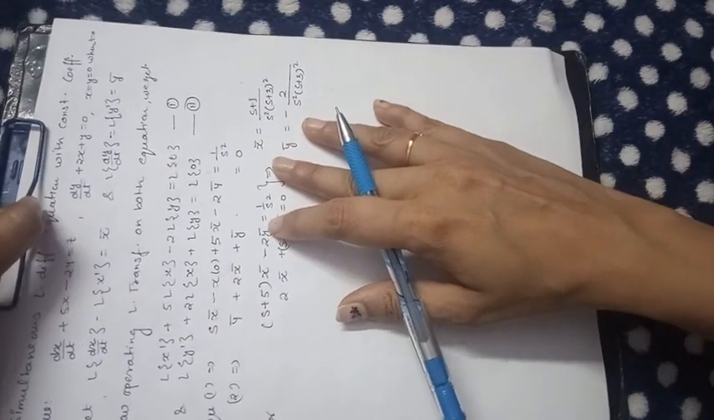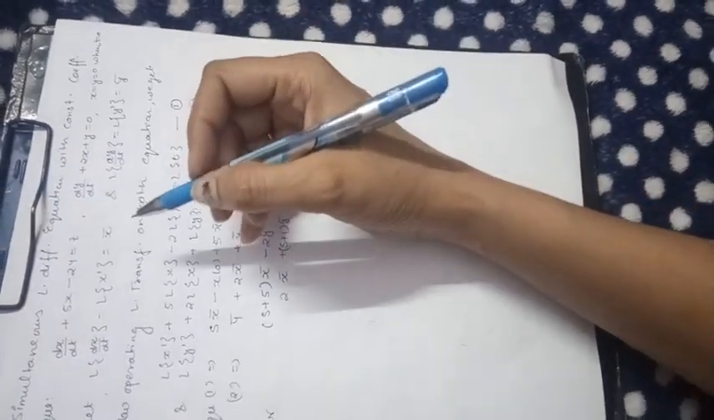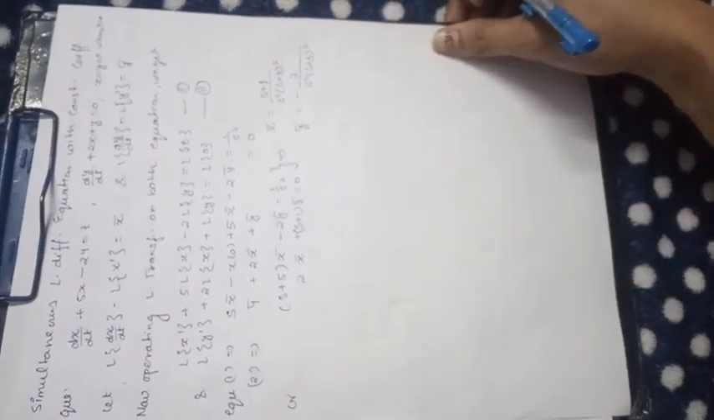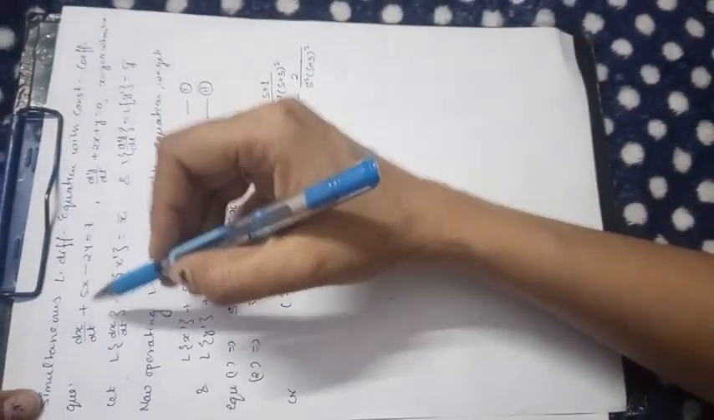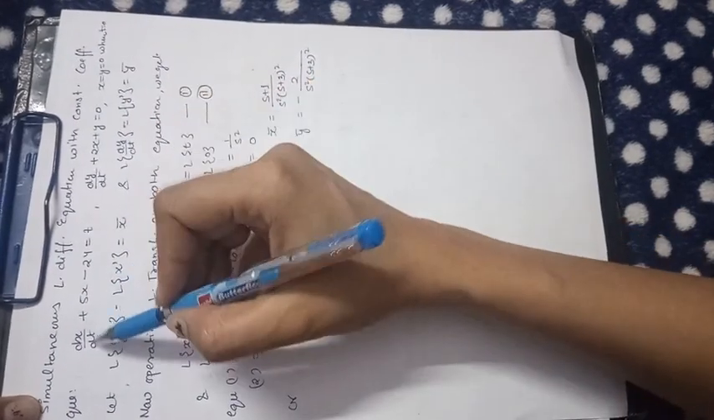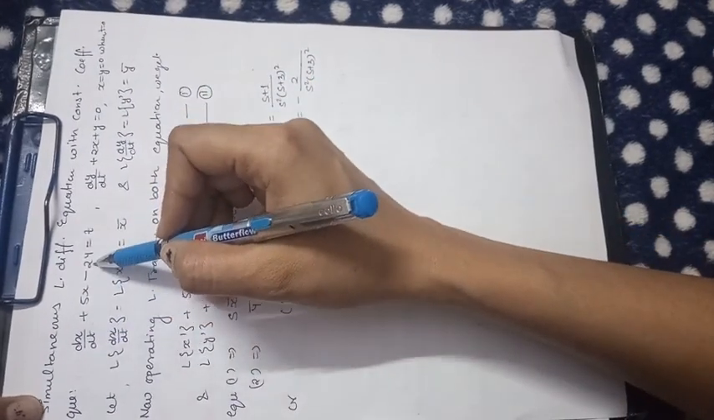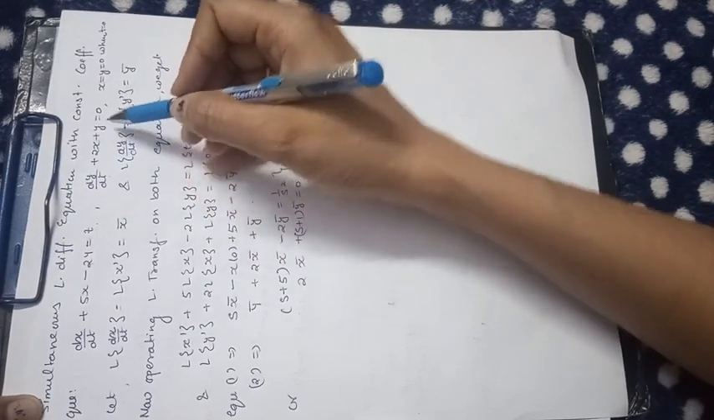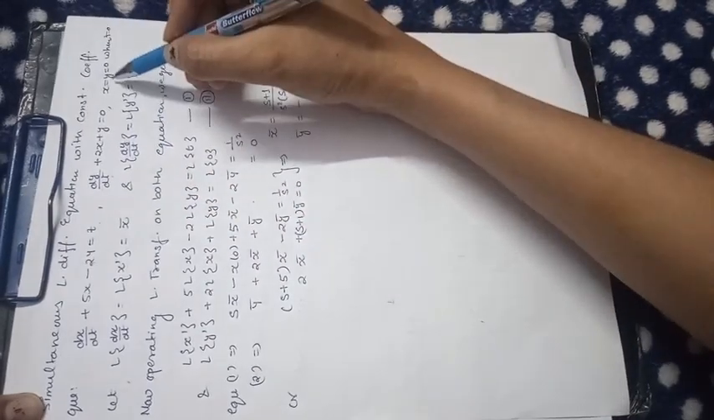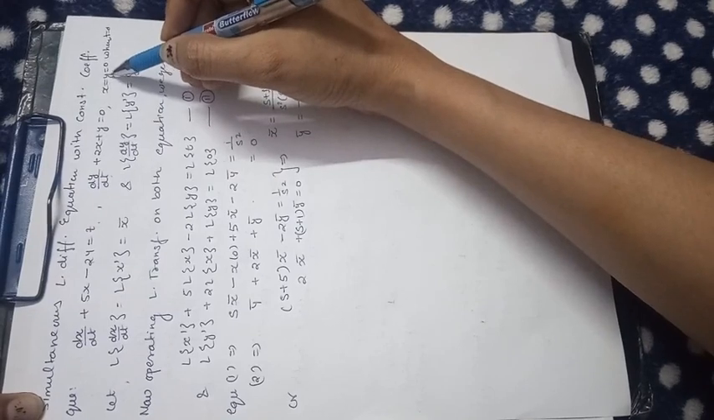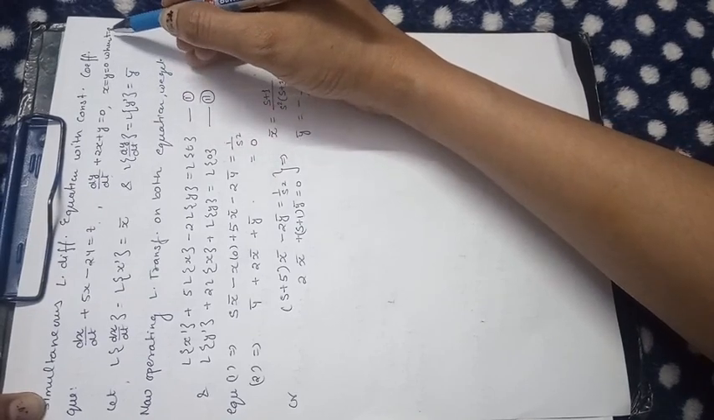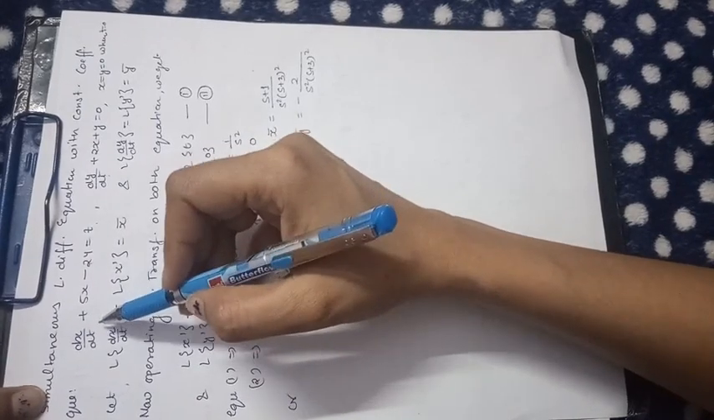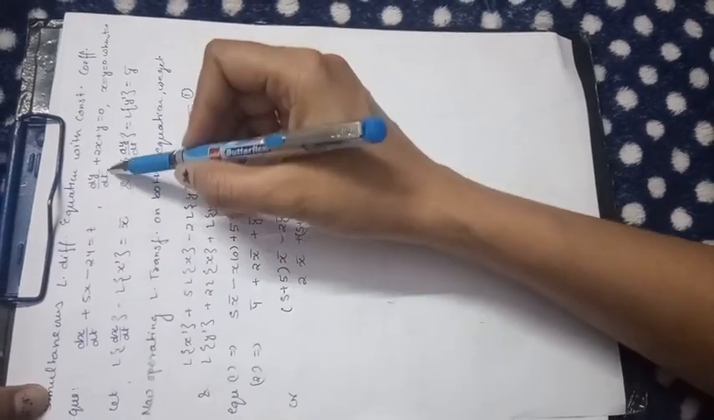Similarly, we can solve simultaneous differential equations with the help of this Laplace transformation. How? Let's see one example. dx/dt + 5x - 2y = t, and dy/dt + 2x + y = 0. The initial condition is given that x = y = 0 when t = 0.